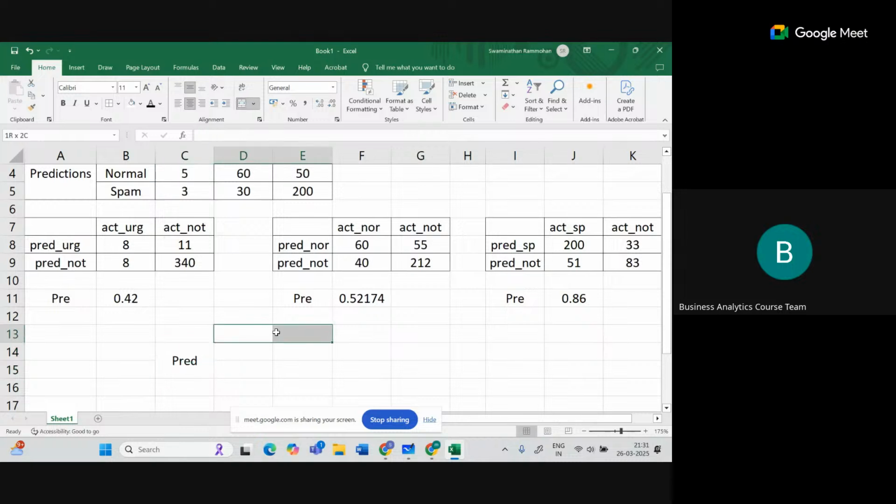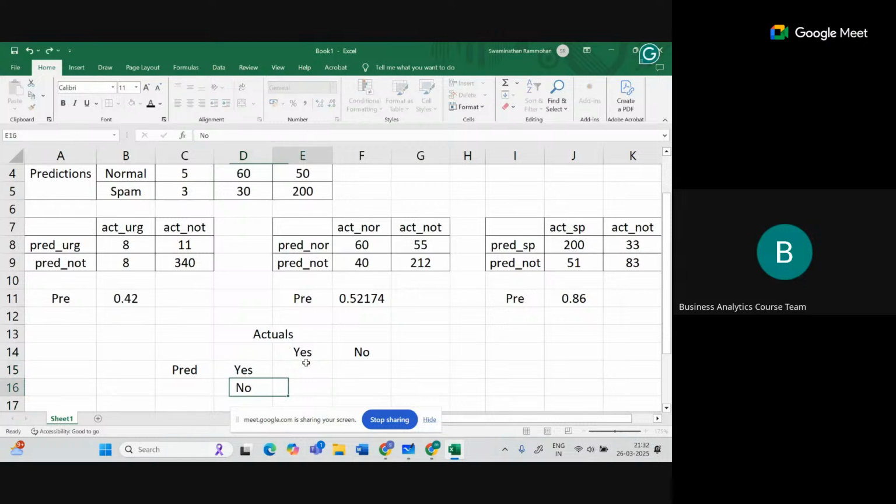Any guess how it will be? Actuals. So now we are not looking at an individual class, we want to look at the entire model. So prediction, yes, no, yes, no. So this will be the sum of this plus this plus this.